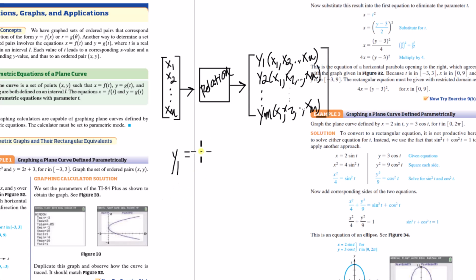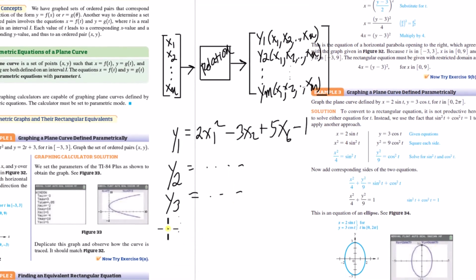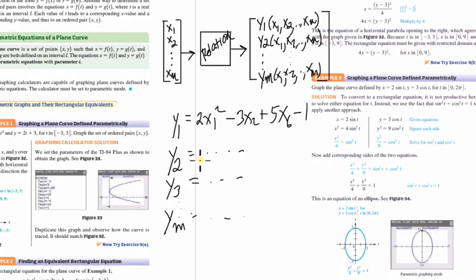Or maybe it is something like 2x1 squared minus 3x2 plus 5x6 minus 1. This could be y1, and y2 could be something else, y3 something else, all the way to ym. So when you hear the phrase a set of parametric equations, that's what this is. From a technical math perspective, this is a set of parametric equations with the parameters being the inputs, x1, x2, all the way to xn. Those are the parameters. And this is the set of parametric equations here.